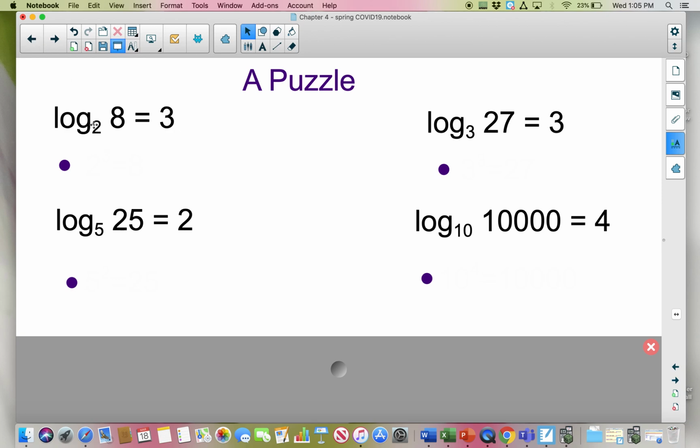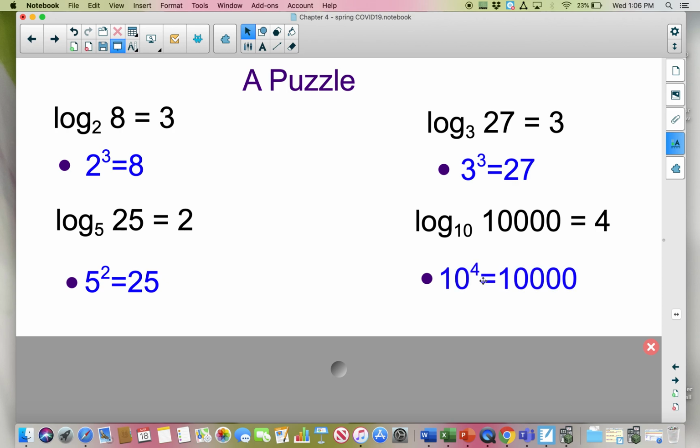So maybe, or maybe not, but you noticed that the small number on all of these logs is called a base. If you swing around, 2 to the 3rd is 8. 3 to the 3rd is 27. 10 to the 4th is 10,000. 5 squared is 25. I'm not sure if you noticed all of those. I'll unveil them, but that is the pattern that I would hope you would notice.